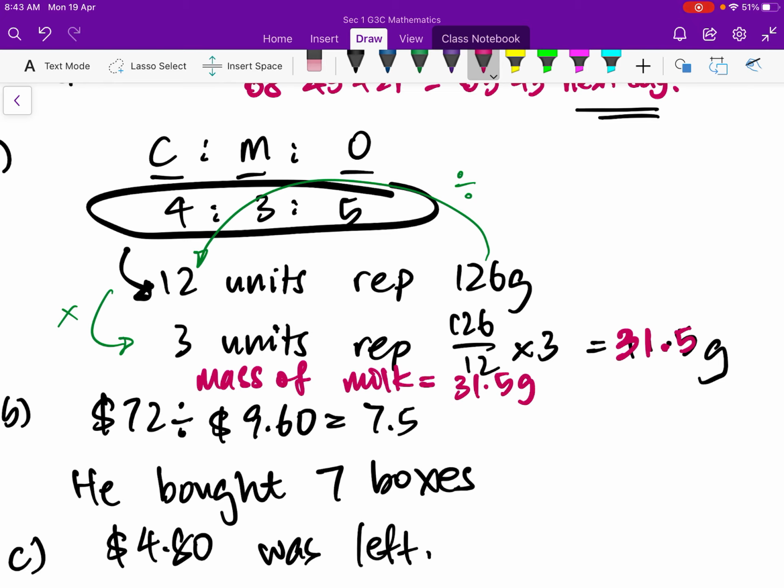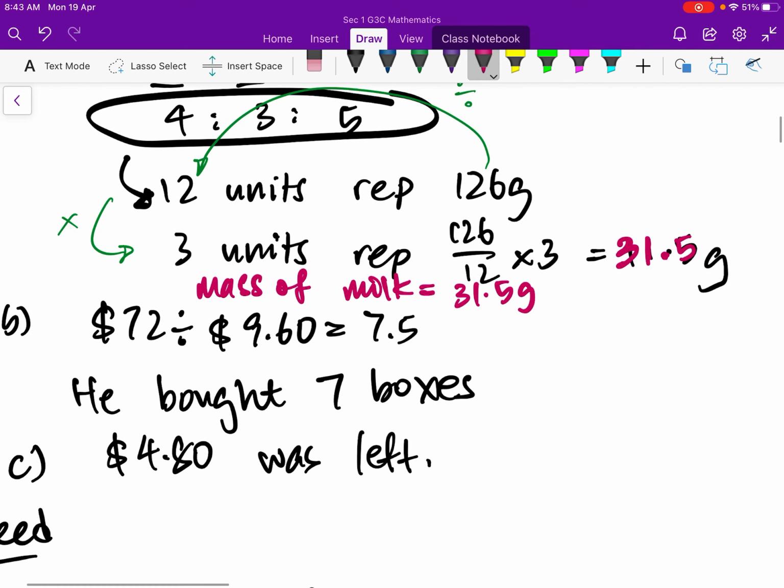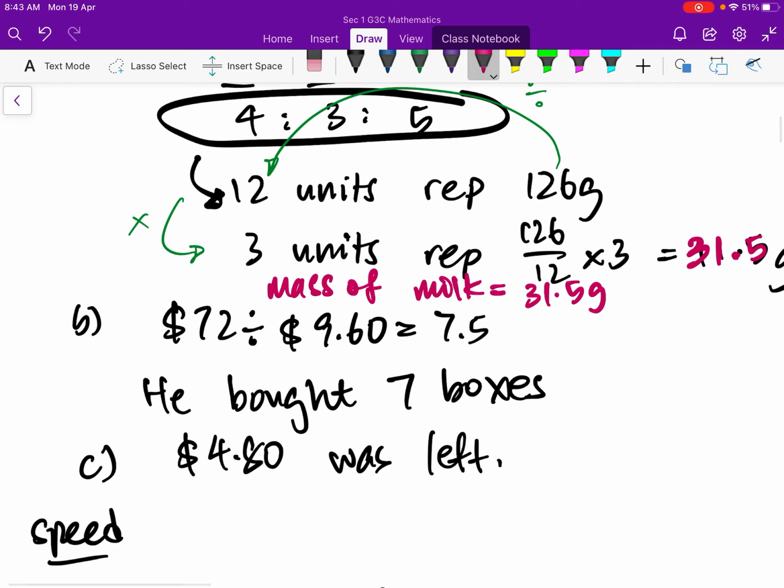31.5 grams. Now you all know why on the first week of school, when you all return, I told you all that I finished this in 1 hour, right? There are a lot of mistakes. Let me find all the mistakes. Okay, part B.